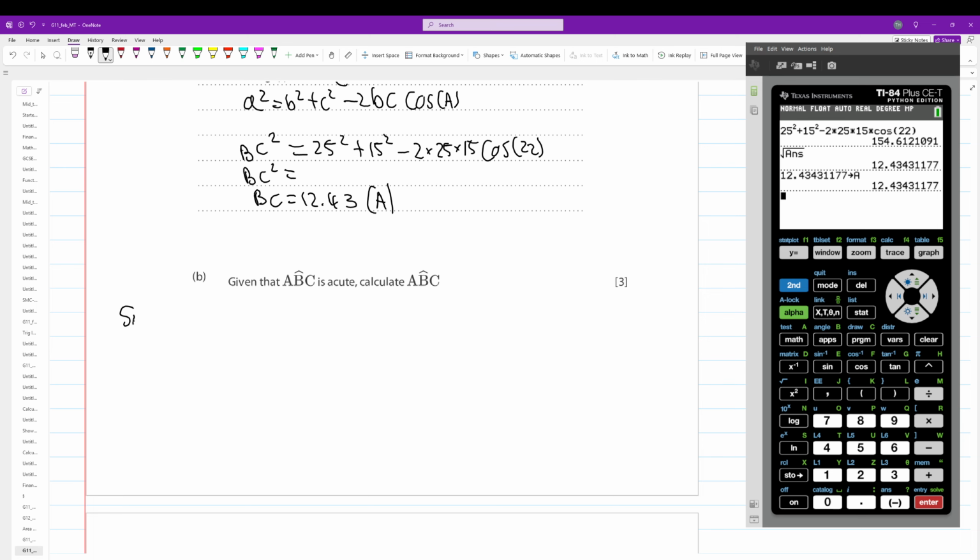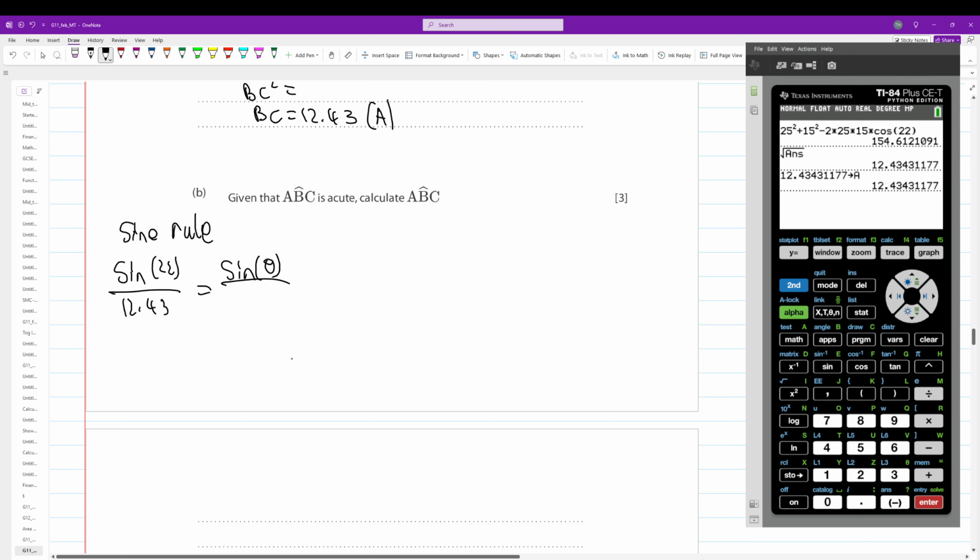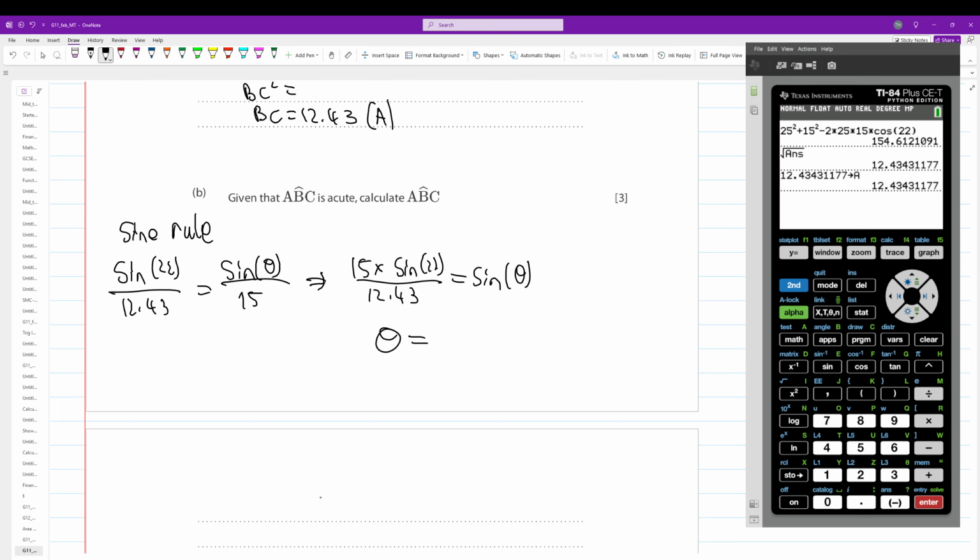So we're going to use the sine rule of sine 22 over BC, so 12.43, is equal to sine theta over 15, which means that 15 times sine 22 over 12.43 is equal to sine theta, which means that theta will be the sine inverse of 15 sine 22 over A, because I'm not going to use the rounded value, 26.87.